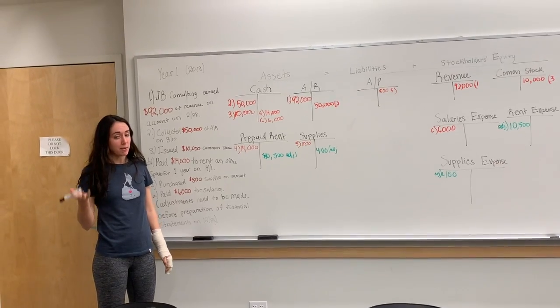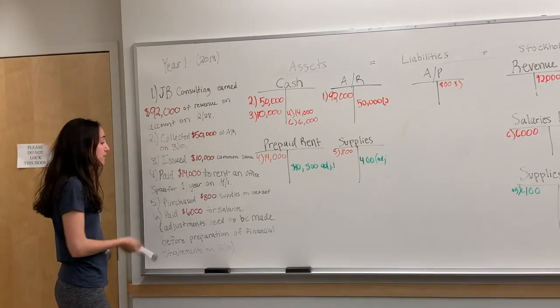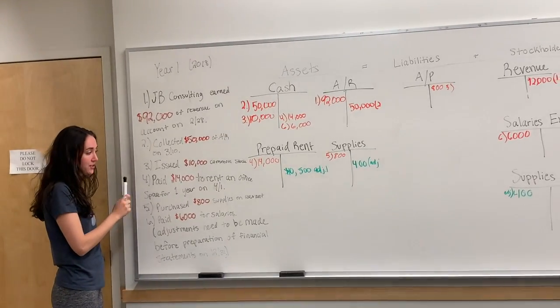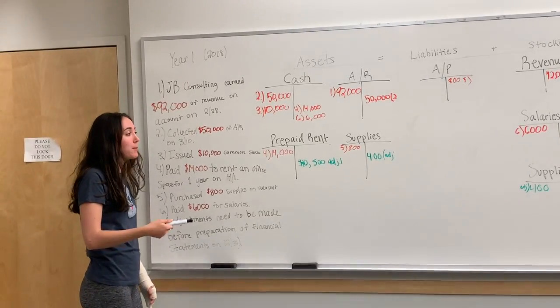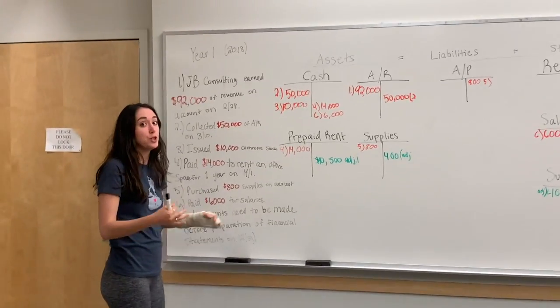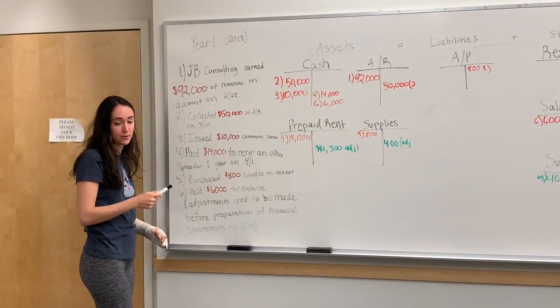On 12/31, we have to make our adjustments before preparing our financial statements. So our first adjustment is going to come from event 4, where we paid $14,000 to rent an office space. Now, we already paid cash, but we haven't actually expensed it out yet. We haven't used the space for a year. Now, since we bought it on April 1st, that's 9 months of us using it.